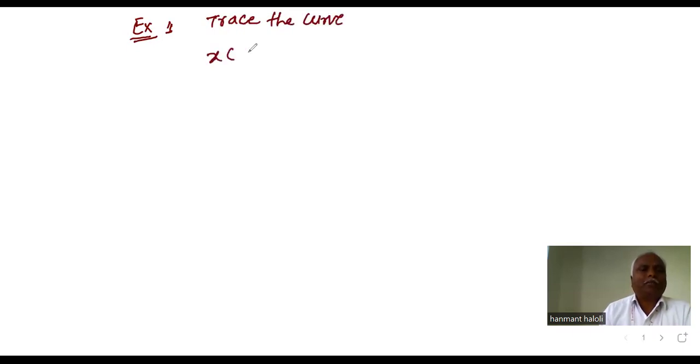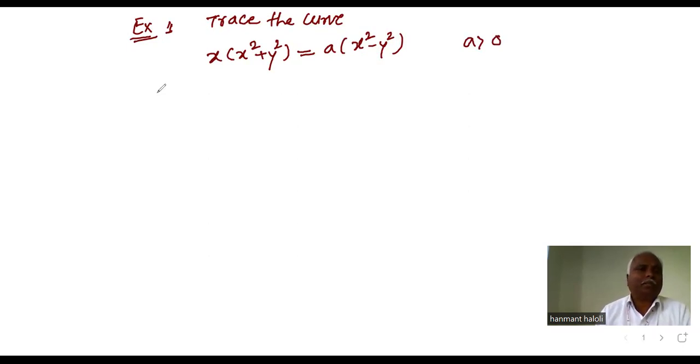x into x square plus y square is equal to a into x square minus y square, for all values of a greater than 0. This is the given equation. Now check how to identify these curves. Before going to this one, we have to make up our mindset. We are going to check symmetry. Second point, we are going to check whether the curve is passing through the origin or not.